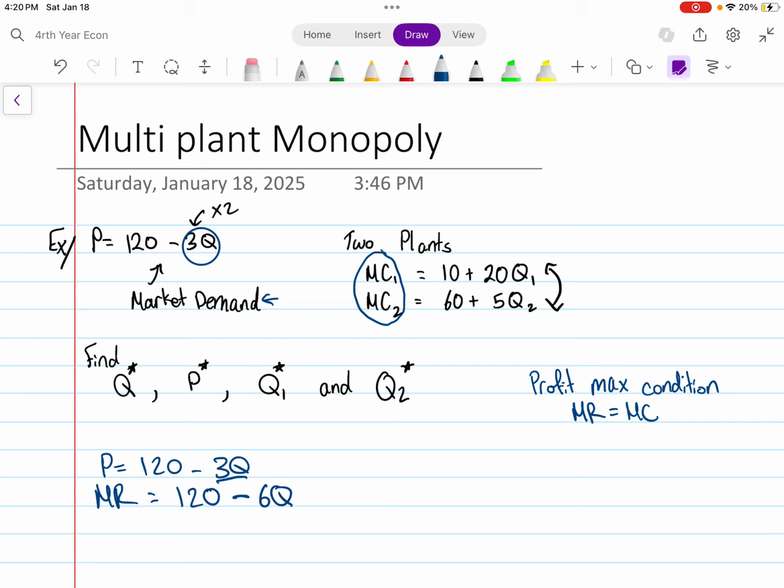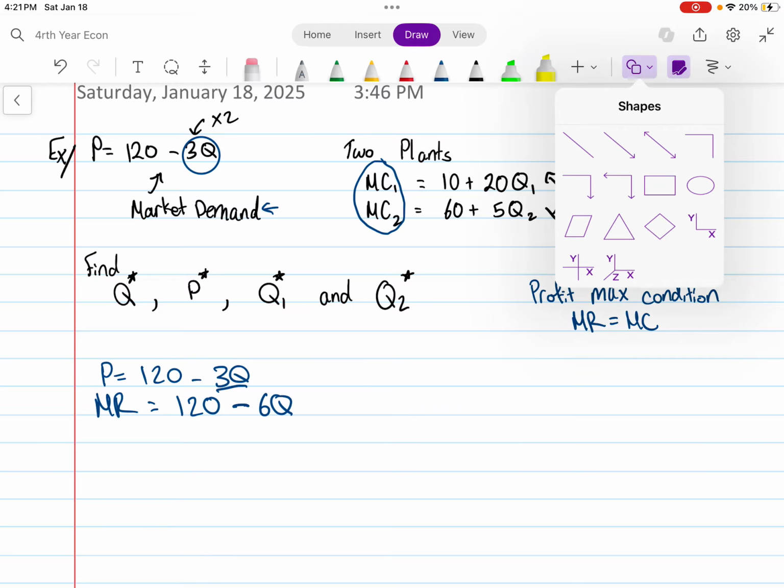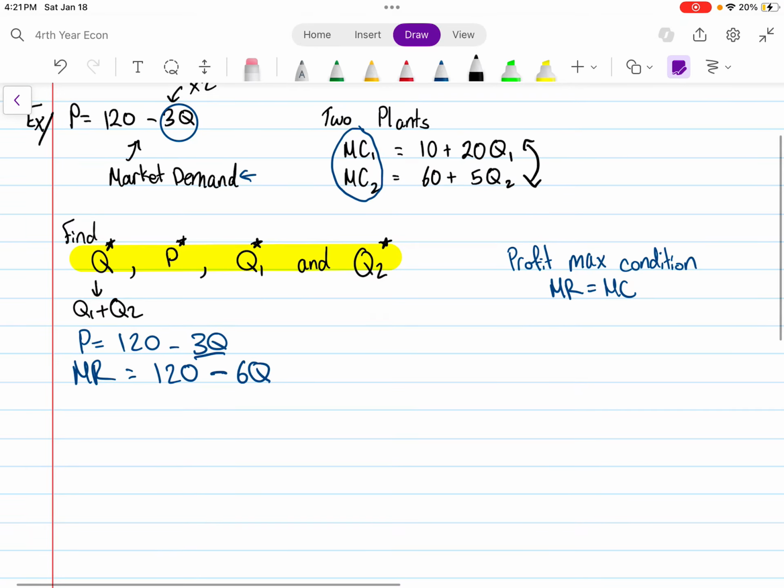Now we want to look at the marginal cost function. So we're asked to find these variables, which are q star, p star, q1, and q2. And q is basically q1 plus q2. So we want to start out by figuring out what q1 and q2 is from the marginal cost functions. So let's rewrite those marginal cost functions in terms of q.